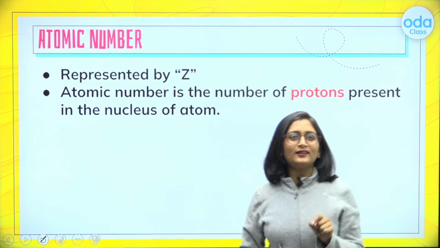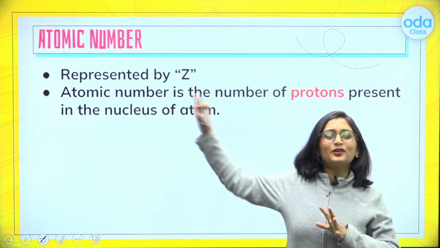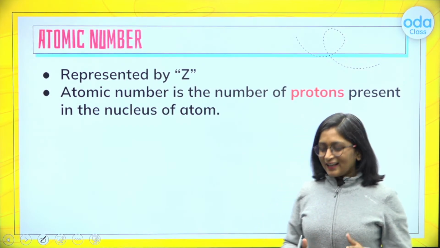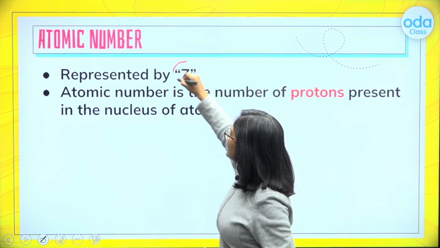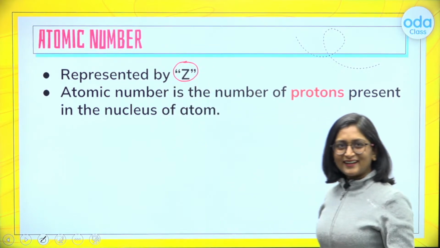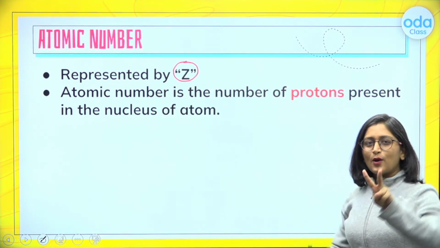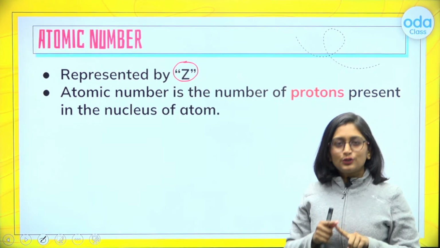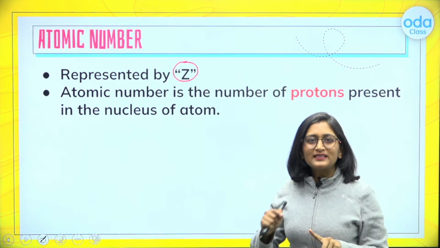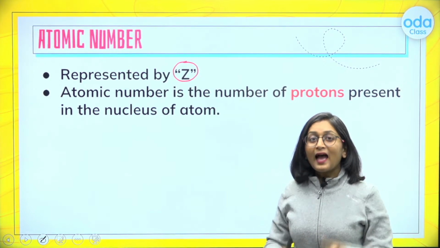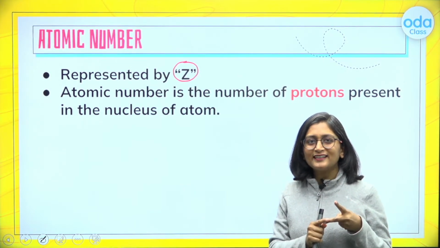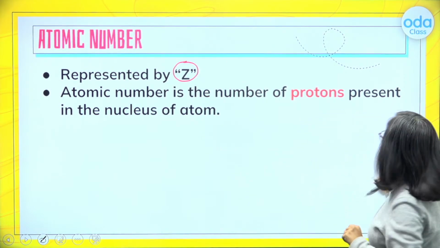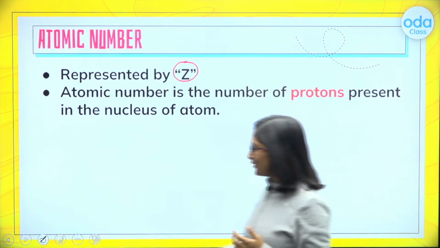Do you know why it is represented by Z? Let me know in the comment box. Why do we represent it by Z? So you have got two points. One is that the atomic number is equal to the number of protons present in that particular atom, and the second thing is that we represent the atomic number by Z. Let me know the reason. Well, I'm going to discuss that.